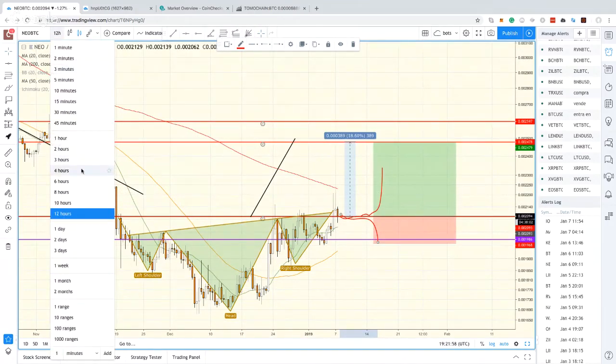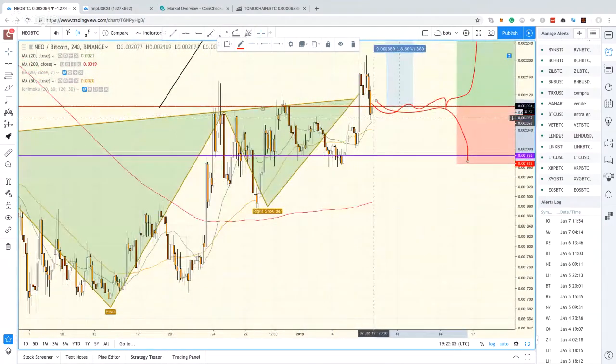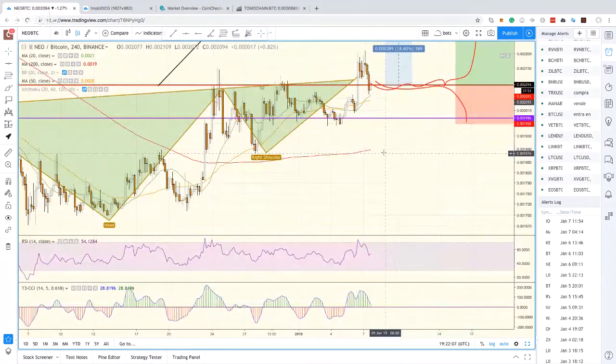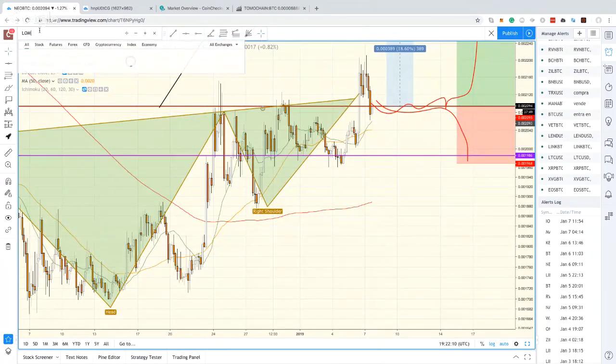In the 4-hour time frame, the chart is looking good here. Retesting the 20 MA, trying to find support here. So NEO is looking good. Another one that I was looking at was Loom.